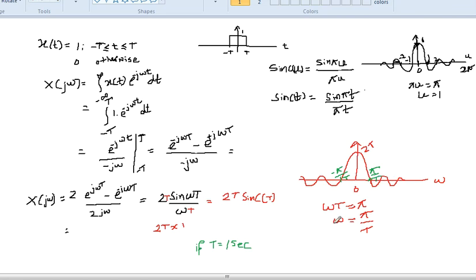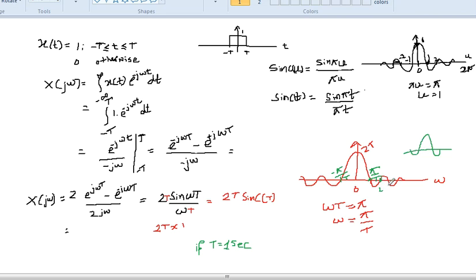This implies that if the capital T is 1 second, then it is pi by 1 itself, meaning at pi, and this is 2 pi. So this would be the nature of our signal. Hence we'll be having this kind of a signal.